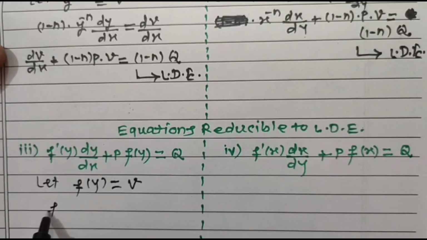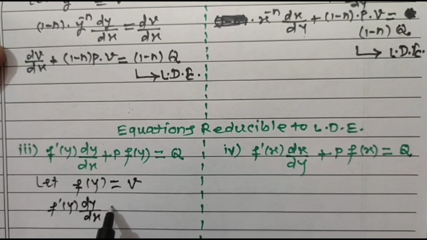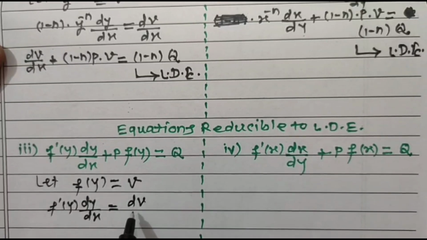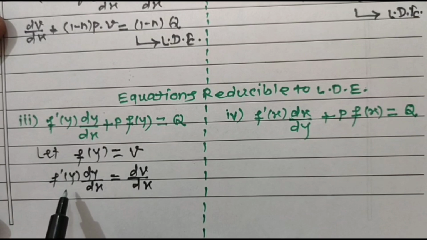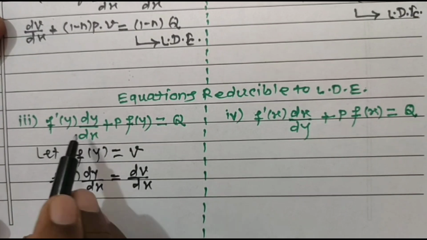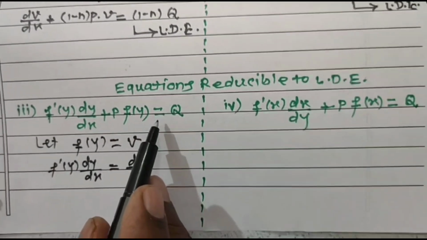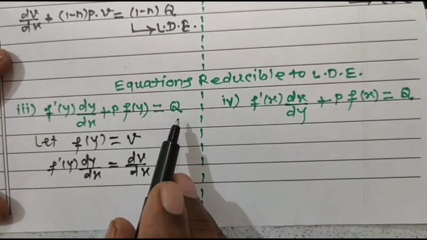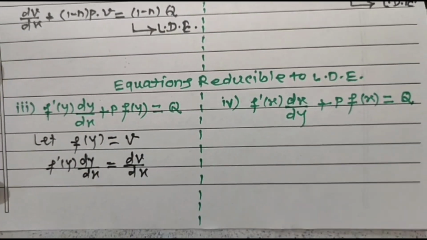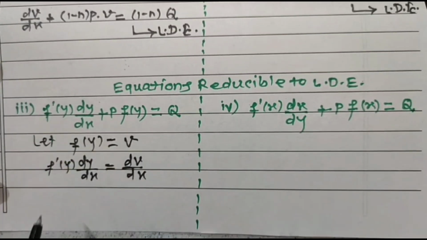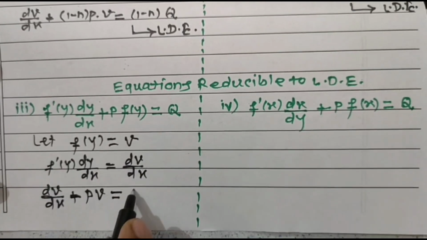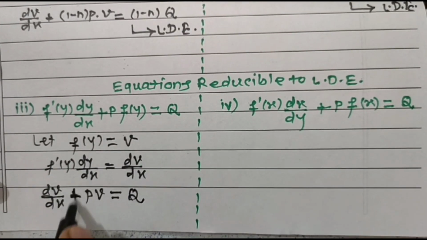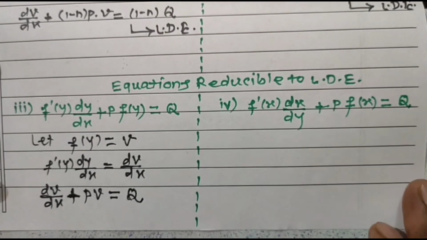That gives f dash y dy by dx is equal to derivative of v with respect to x. Put f of y is equal to v and f dash y dy by dx is equal to dv by dx in this differential equation. Then automatically this differential equation reduces to linear differential equation type. So this differential equation becomes dv by dx plus p into v is equal to q. So this is linear differential equation.